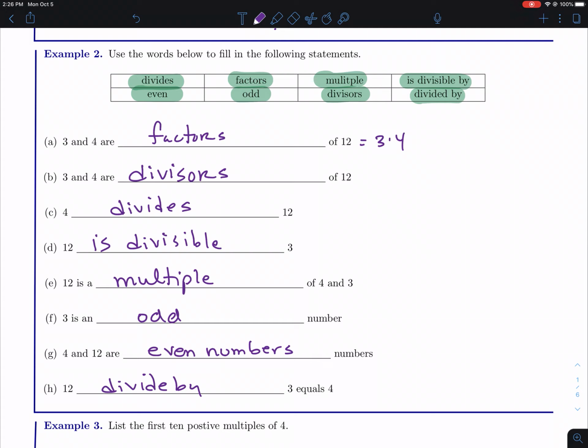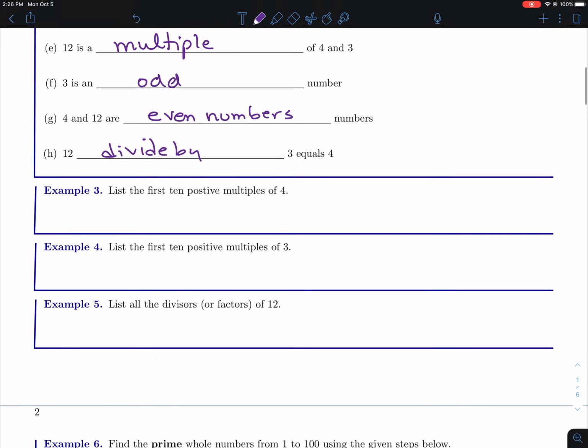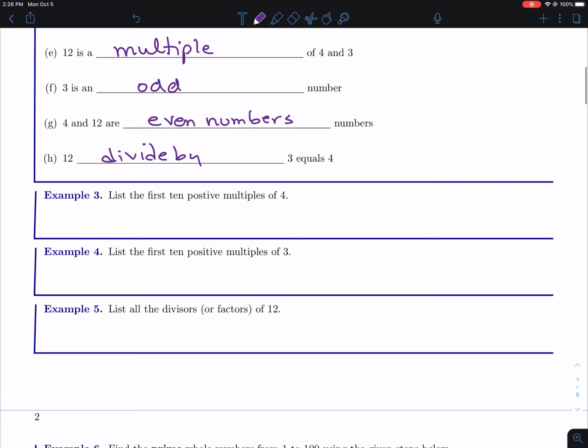These are the terminology that we're going to be using in this section. So just keep in mind what each one means, so if they ask you a question about it, whether we're looking at factors or multiples or divisors, any of those things. All right, so let's take a look at example 3, 4, and 5 here real quick.